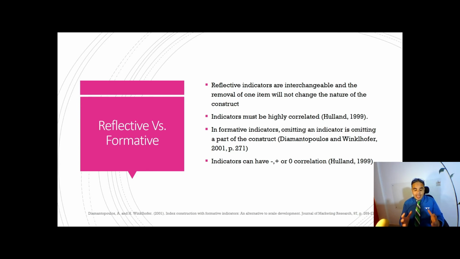However, in the case of formative indicators, if you omit one, like we had in the alphabet, the ABC formative, then the nature of the main construct you are studying will change. And indicators, in the case of formative indicators, can have minus, plus, or zero correlation among each other.